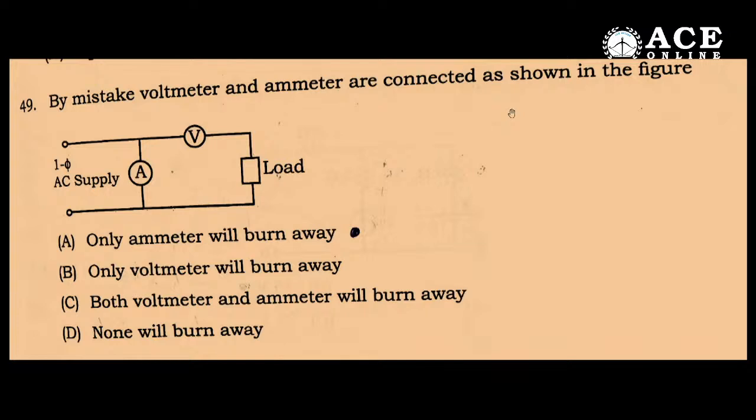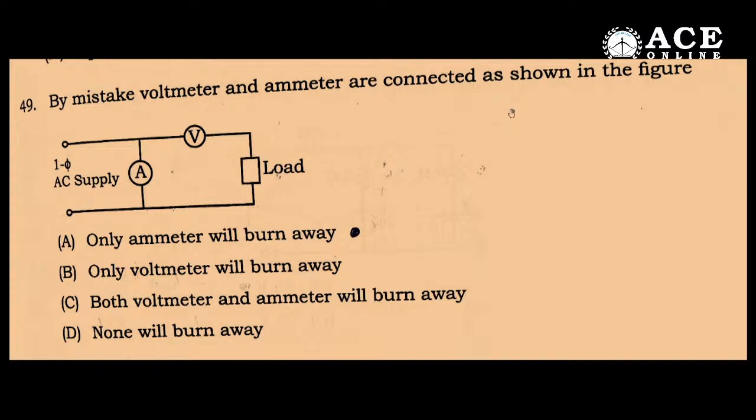Here, by mistake, the voltmeter and ammeter are connected as shown in the figure. Actually, the ammeter should be connected in series and the voltmeter in parallel. But by mistake, they have interchanged those two. In the question, it is given that this is the ammeter and this is the voltmeter, and here some load is given. This is the circuit they have given.